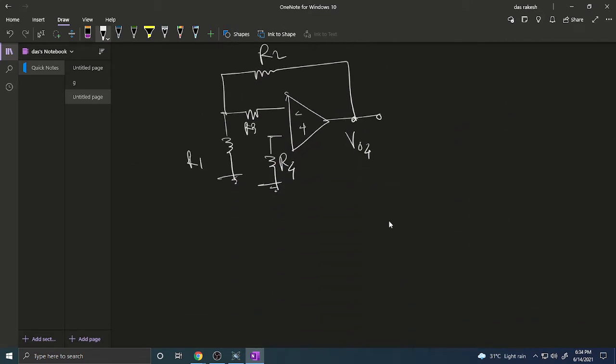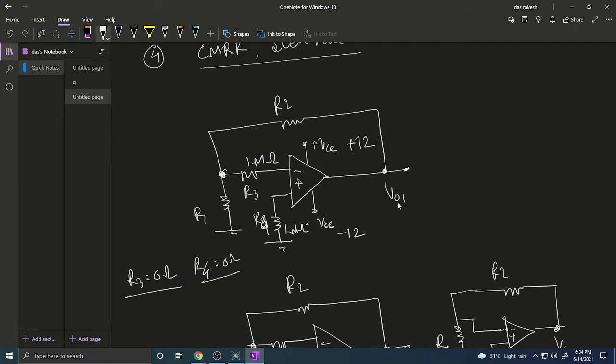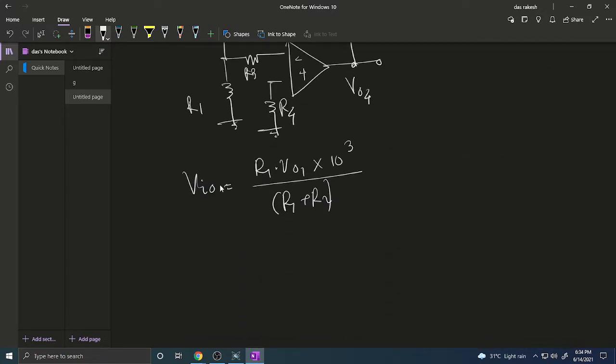Now one thing should be remembered, that our task is to measure VIO, which is given by the mathematical relationship R1 into V01 into 10 to the power 3, because it is in the millivolt range, divided by R1 plus R2. So now we know all these values, and from the first circuit we know the V01 value. Putting in V01, we get our first parameter VIO, that is input offset voltage.